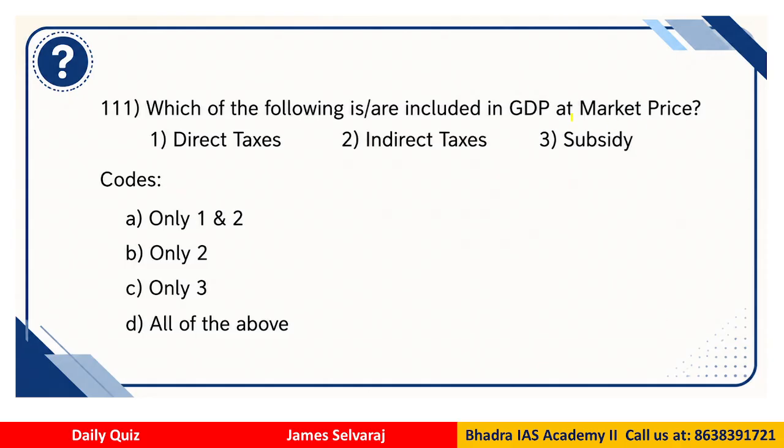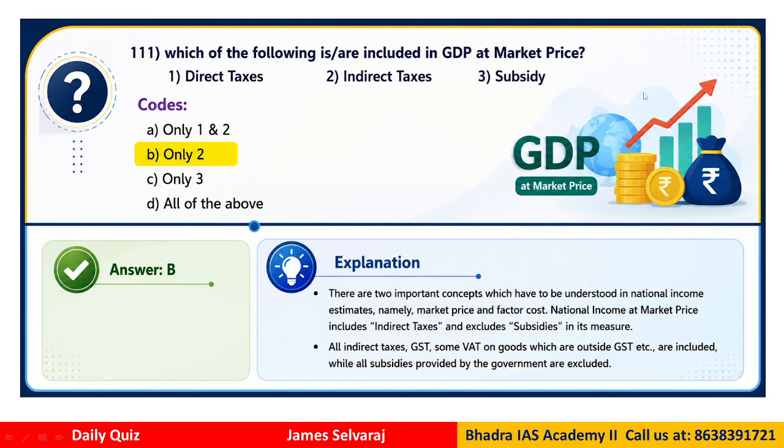The moment you talk about the market price, you should know in the market price generally what happens, we include only the indirect taxes. So if you look at here, the correct answer therefore is B. Only indirect taxes are included in market price because subsidies are not included, and direct taxes like income tax, corporate tax, these are not included in the GDP estimate. So the correct answer therefore would be option B. Only the second, indirect taxes, is the correct one.